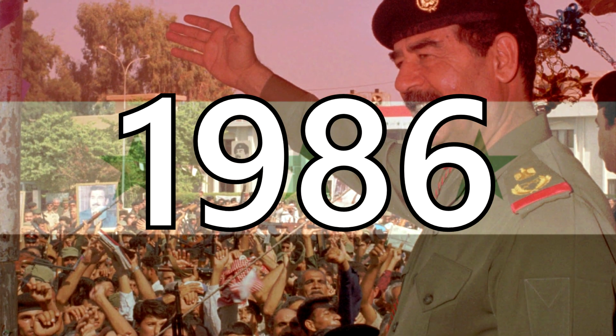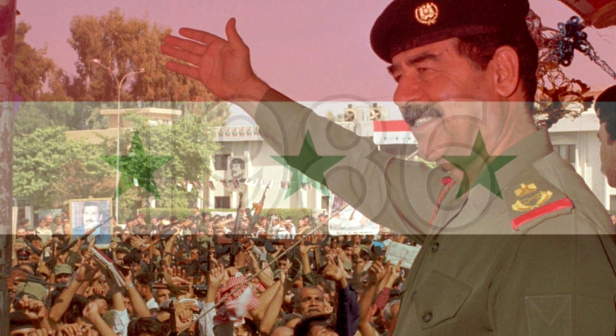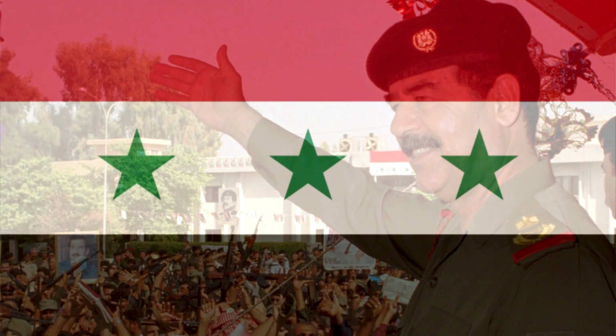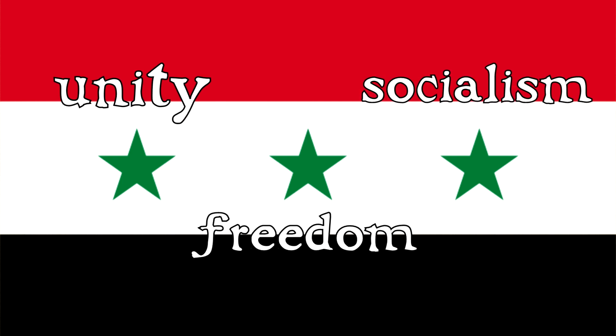In 1986, during the presidency of Saddam Hussein, the meaning of the flag was changed, although the design remained the same. The meaning of the three stars was changed from their original geographic meaning to representations of the three beliefs of the Ba'ath Party motto: unity, freedom and socialism.